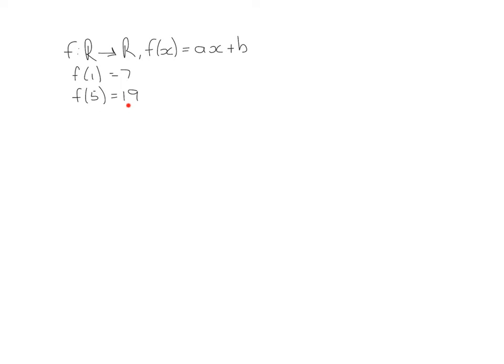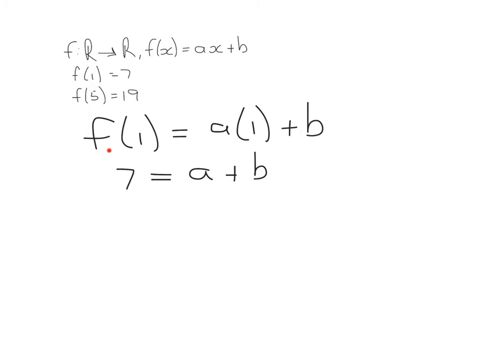What it's asking us to find is the values of a and b, because for us to define this function properly, we need to know what a and b are. We're going to do this using simultaneous equations, but first we need to substitute this information into the function. As you can see here, I've substituted f at 1.